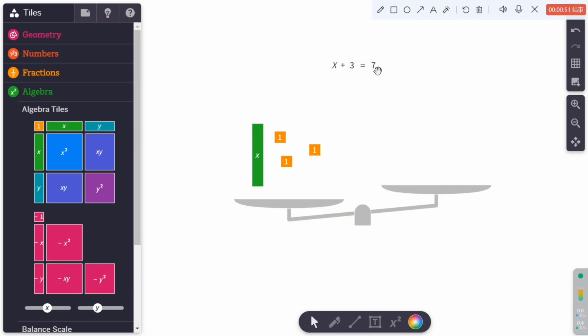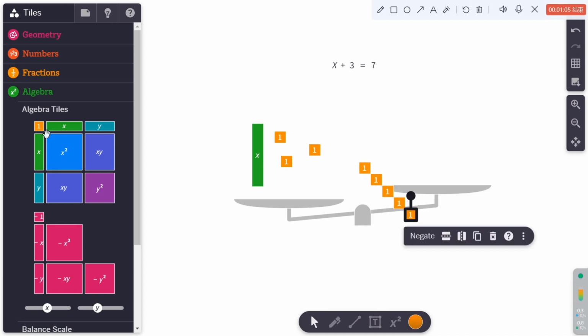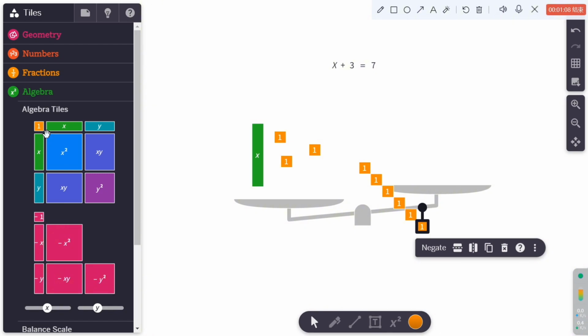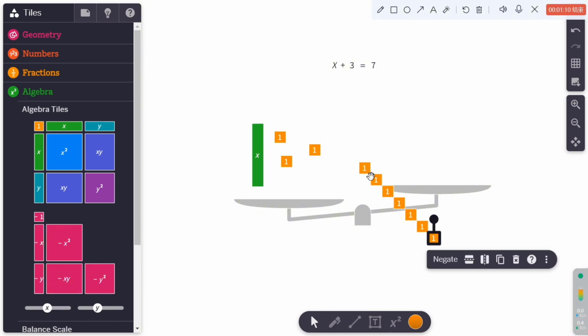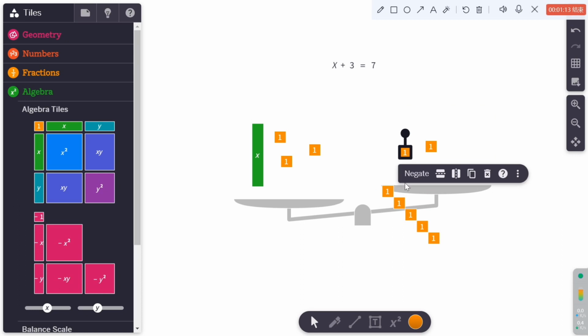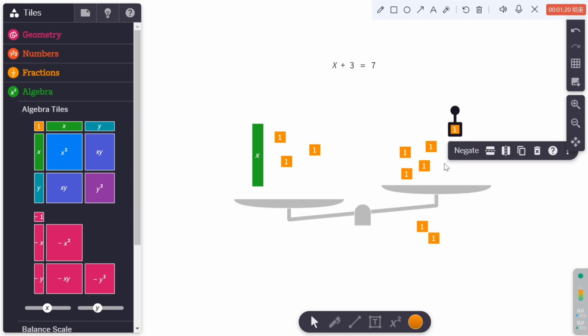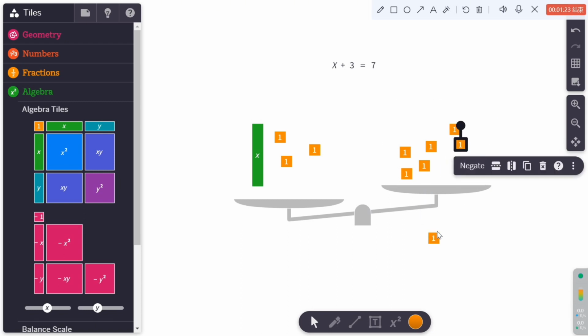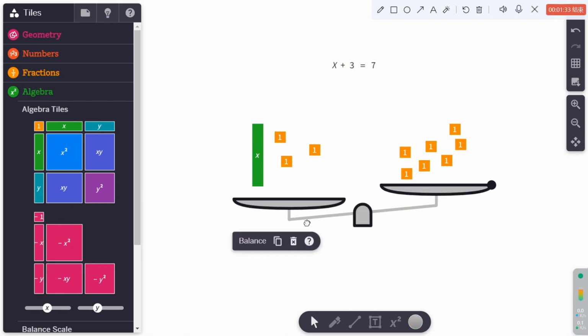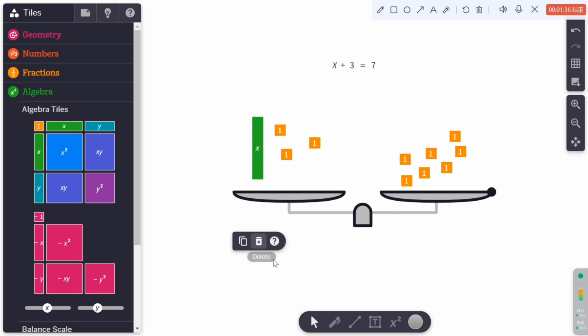Now we look at this equation, we can find that the number 7 is on the right side. So we need to drag 7 for 1 on the box. Yeah. Now we drag it one by one. Well, you can look at the scale is not balanced. So we need to click here and then make it balance.